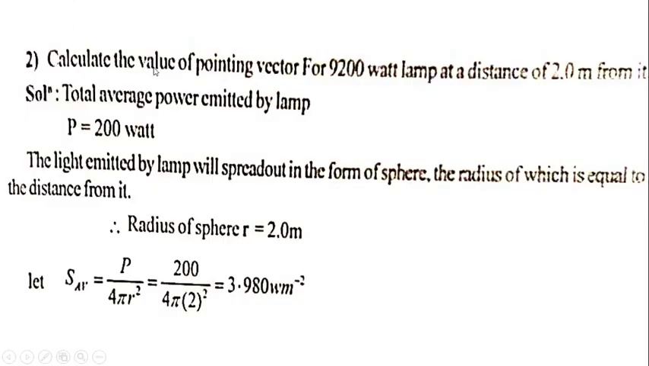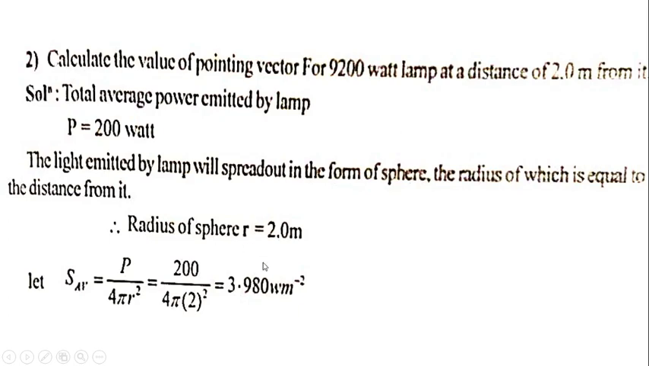Now calculate the value of Poynting vector for 200 watt lamp at a distance of 2.0 meter from it. So here total average power emitted by lamp is equal to P equal to 200 watt. Now the light emitted by lamp will spread out in the form of sphere, the radius of which is equal to the distance from it.